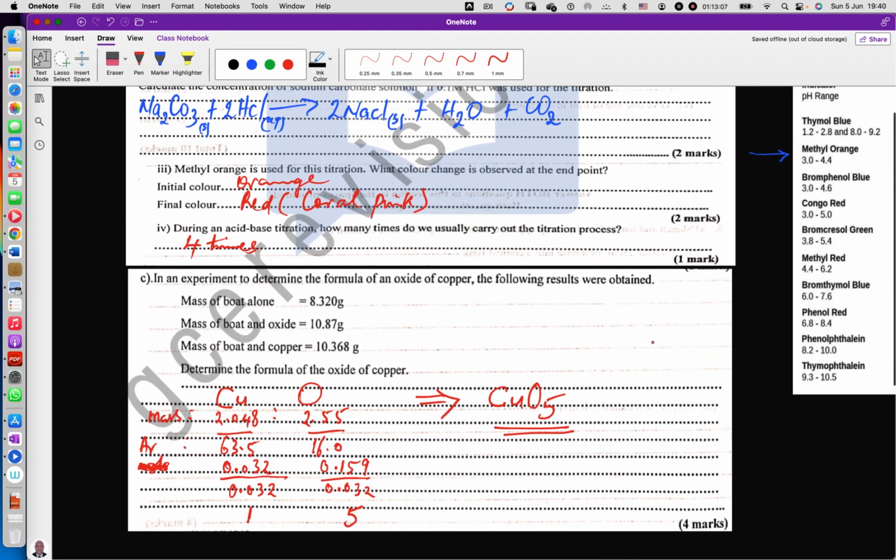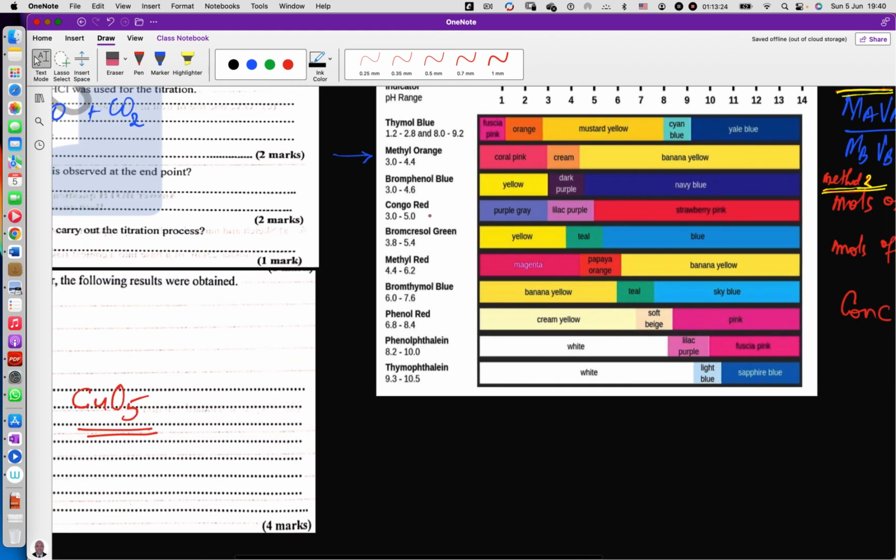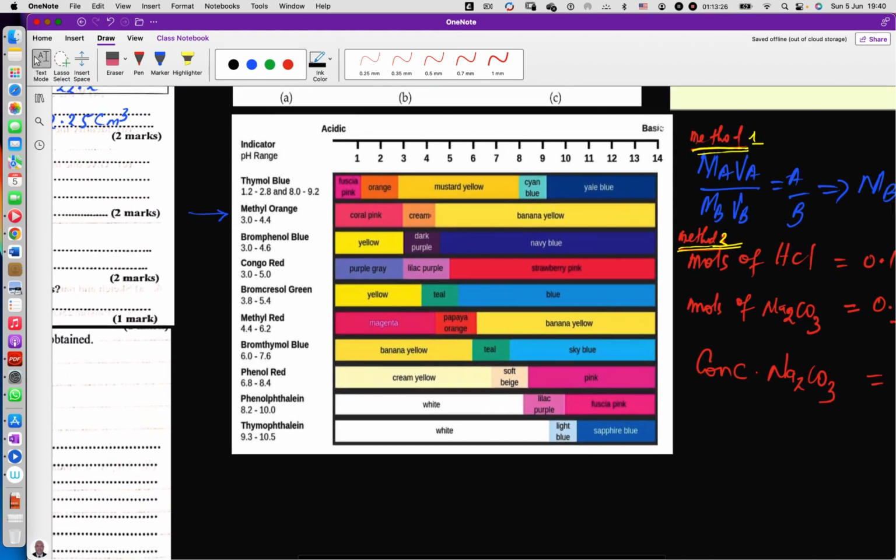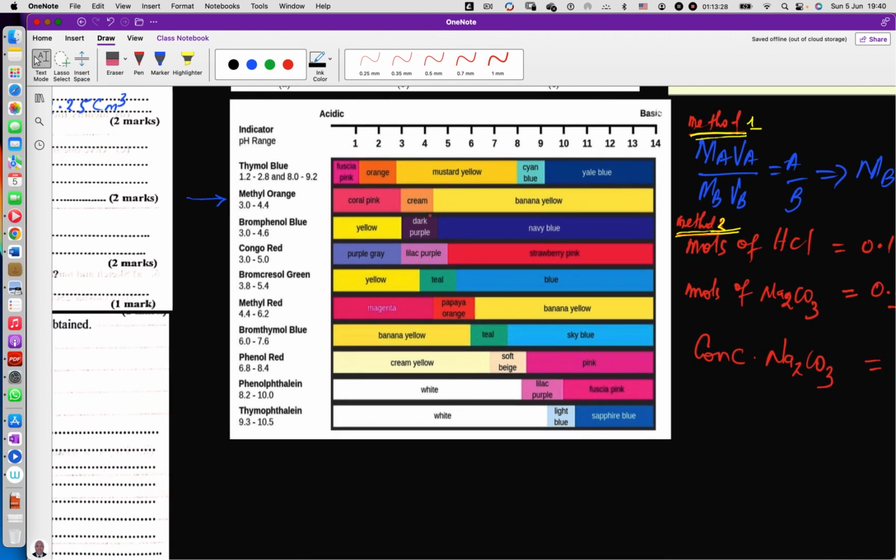Okay, we move ahead. 3. Methyl orange is used for this titration. What color change is observed at the end? Initial color and the final color. Okay, imagine this methyl orange. I just brought you something here for your revision purpose. Methyl orange is between pH 3 and 4.4. It is between 3 and 4.4.